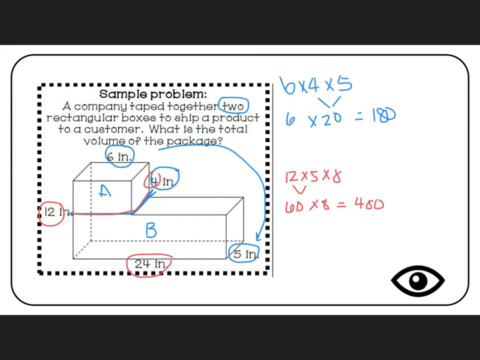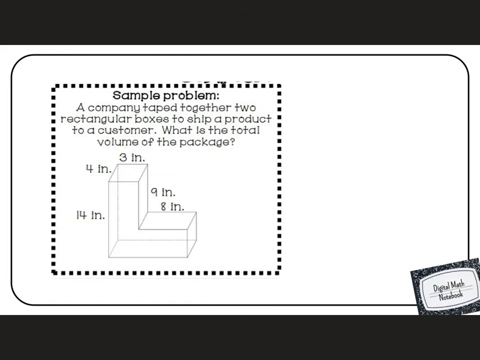And now our last step is that it's not really 2 boxes, it's one big box. So I need to take both my numbers and add them together. 480 plus 180: 0, 8 plus 8 is 16, and 4 plus 2 is 6. So that would be 660 inches cubed. Let's try one together.